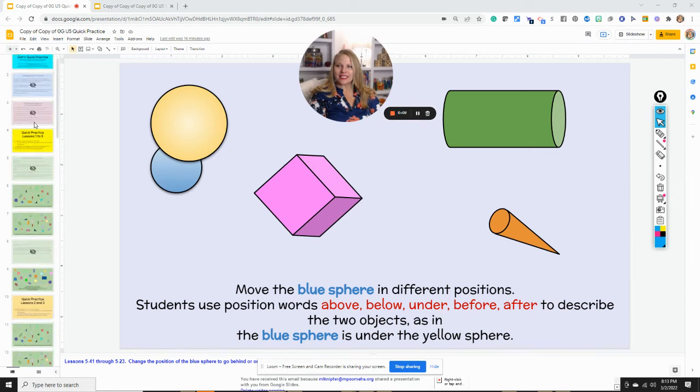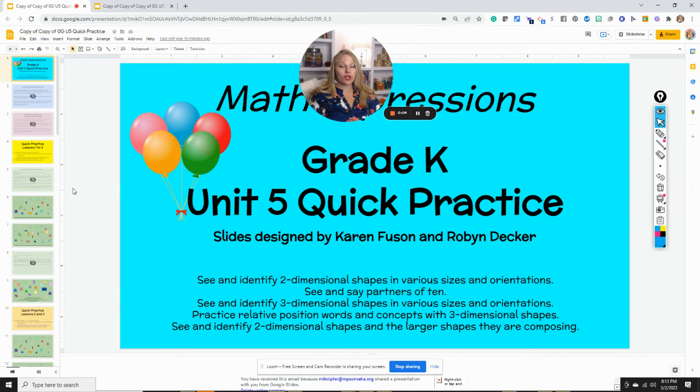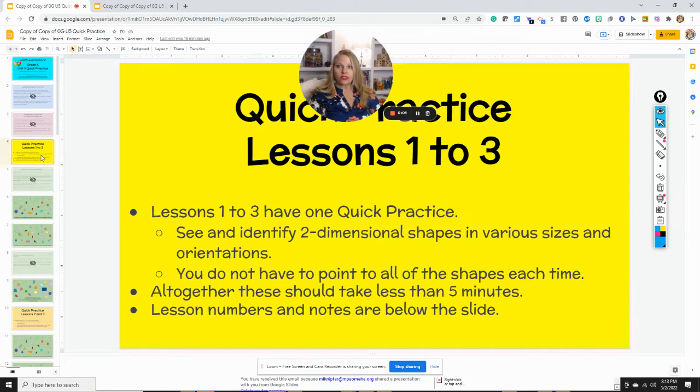Hey, kindergarten, let's talk about the quick practices for Unit 5. So, for lessons 1 to 3, we're talking about shapes.